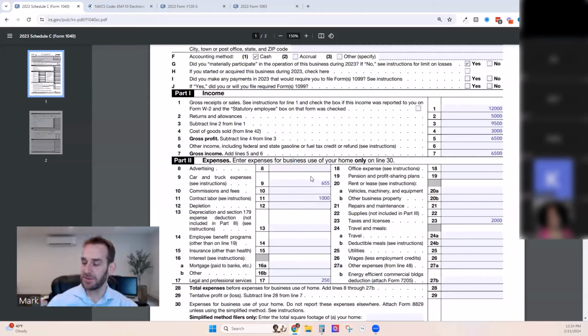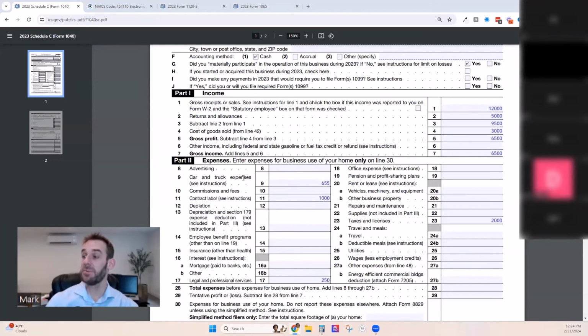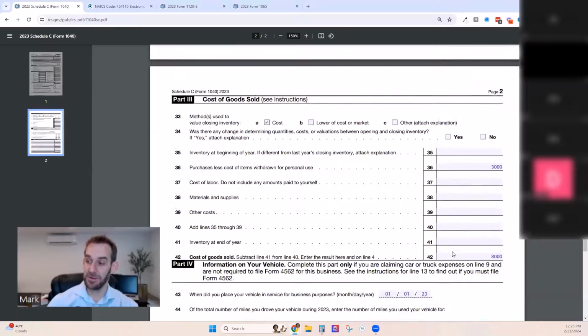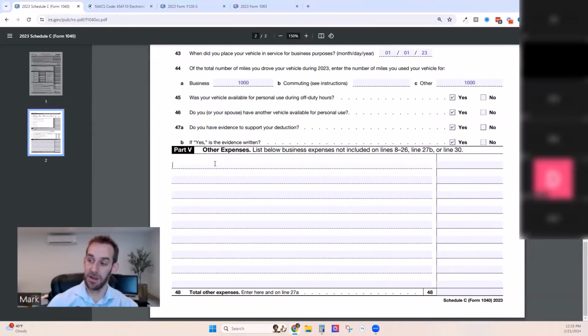One of the main questions is, people say, I don't see an expense line for all of my different expenses. And that's really common. This is not inclusive at all. So typically the majority of your expenses are going to go on this other column right here. And those are all separately listed out by you, and those are broken out down here below in this part 5.